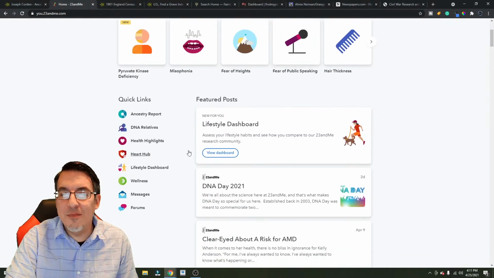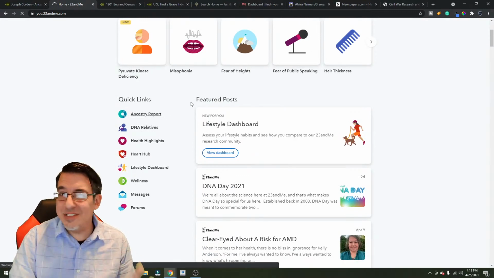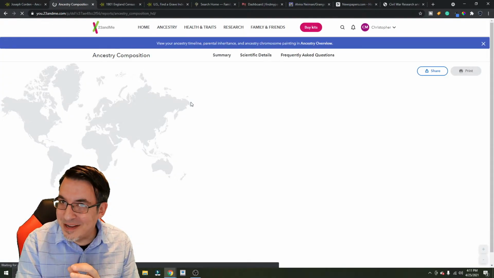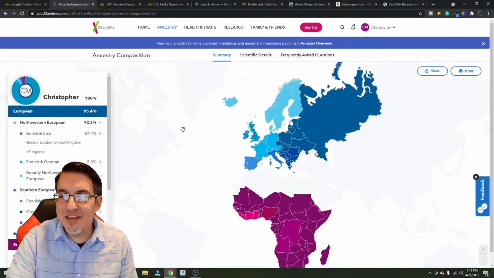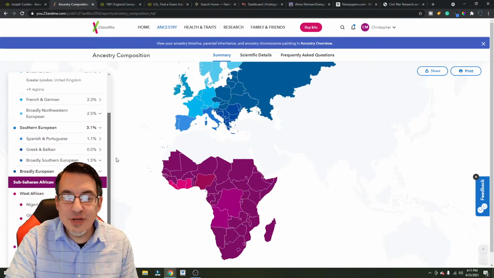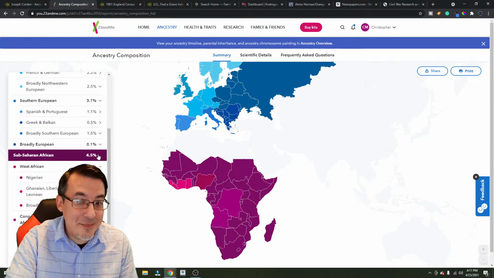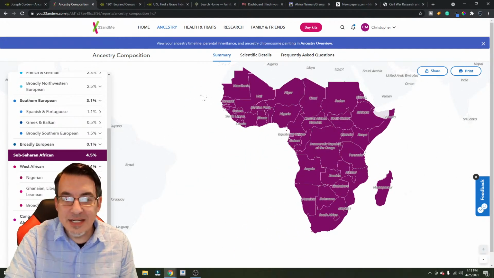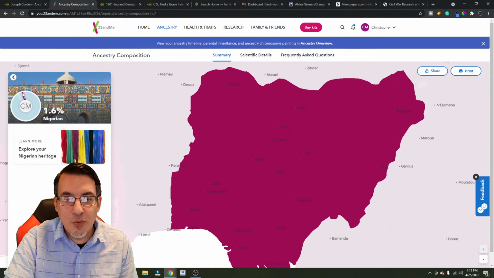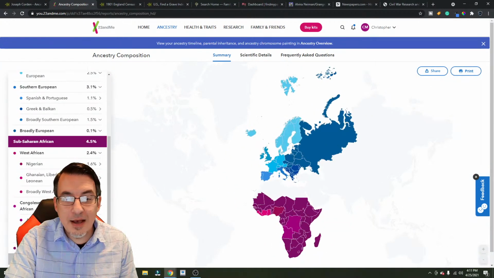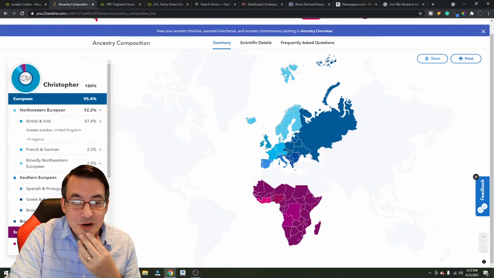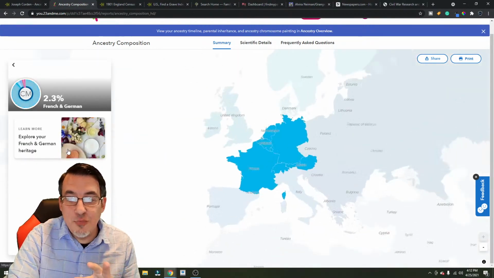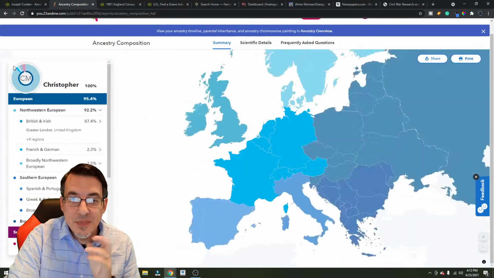So here's my 23andMe. And you'll see my report, and you'll see that it's slightly different than what Ancestry says, because their algorithms are different, their database is different. You can see the sub-Saharan African about the same, 4.5%. And it says Nigeria, 1.6%. Ghana, Liberia, Sierra Leone, broadly West African, 0.1%. Congo, Southeast African, etc. You can see here, this one's got 2.3% French and German.